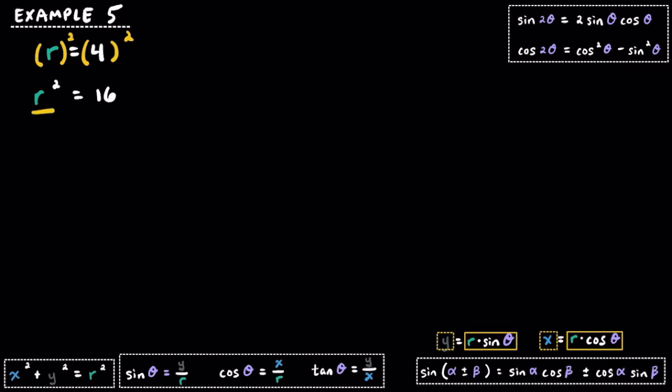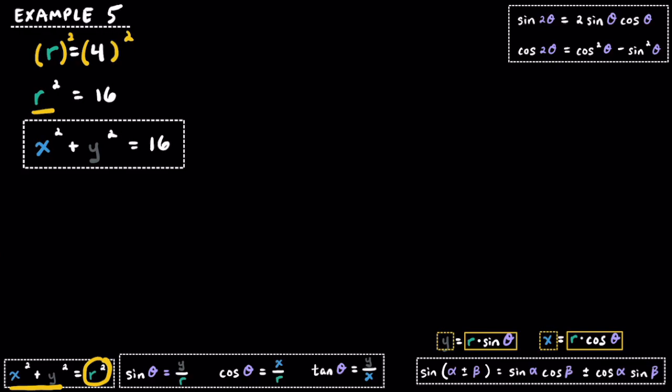And if you take a look at this r squared, well, we know what r squared is equal to. We've done this a few times now. That's equal to x squared plus y squared. So we can write x squared plus y squared is equal to 16. And we can leave this equation in this form. This is just an equation of a circle with a radius of 4, and its center is at the origin.